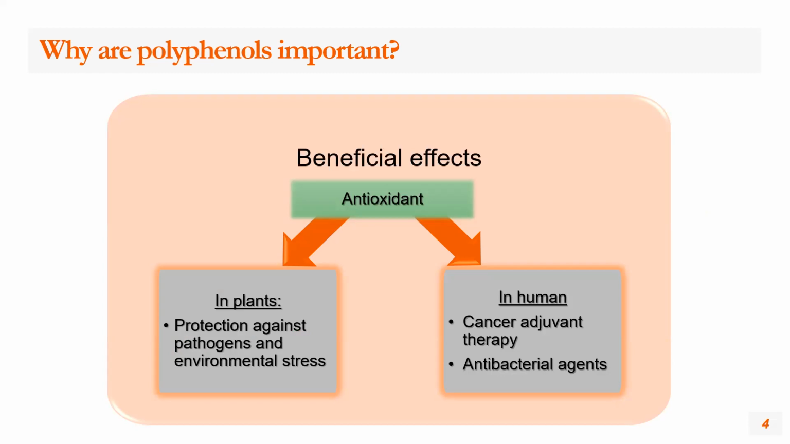So why are these compounds important, or why are people interested in them? Because they have some good effects, mainly antioxidant activities. For the plant itself, they can protect it against pathogens and environmental factors like stress, temperature, and drought, which might affect the levels of these compounds, and they might be synthesized more just to protect the plant against that factor.